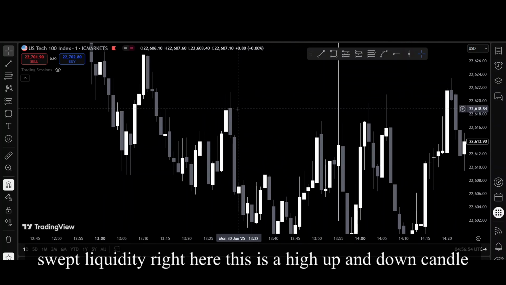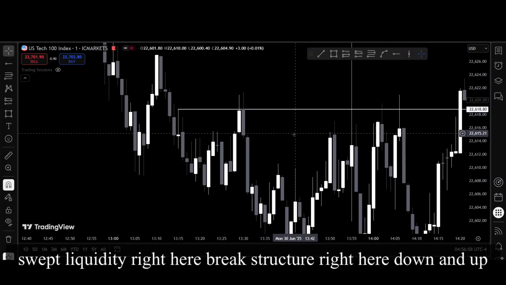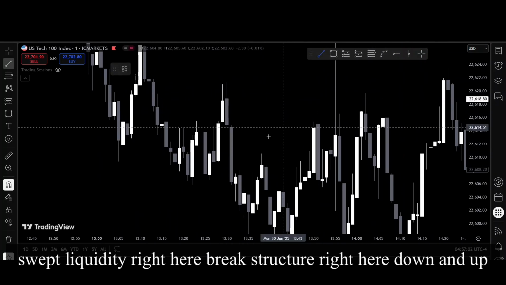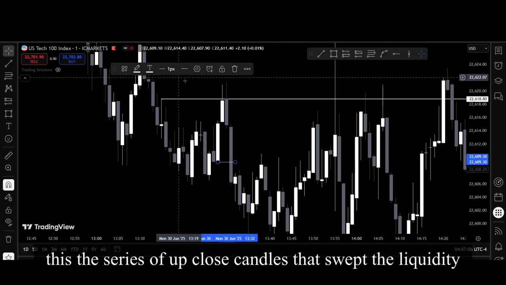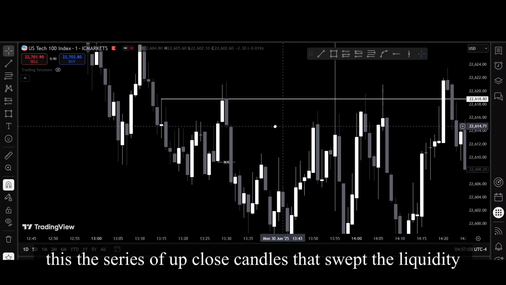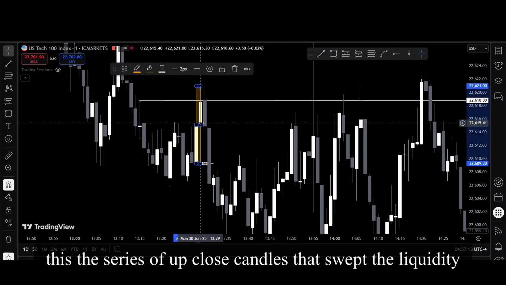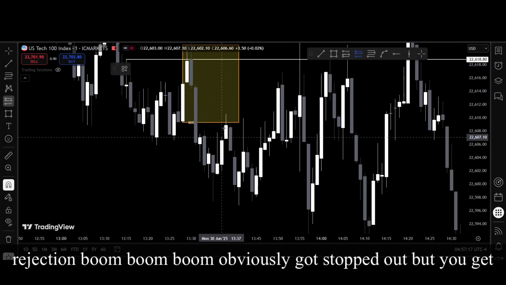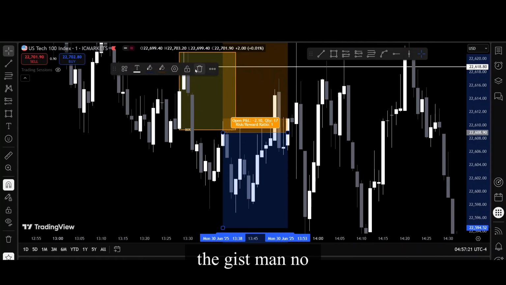swept liquidity right here. This is a high up and down candle. Swept liquidity right here. Break structure right here. Down and up candle. The series of up close candles that swept the liquidity right here. Boom, rejection, boom, bing, bam, boom. Obviously got stopped out, but you get the gist, man.